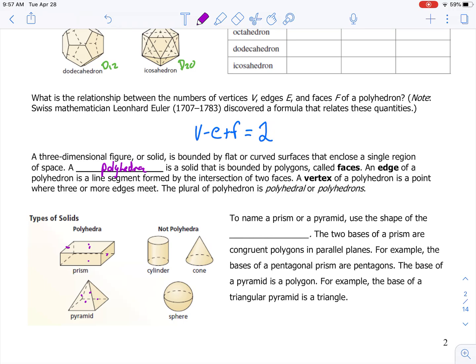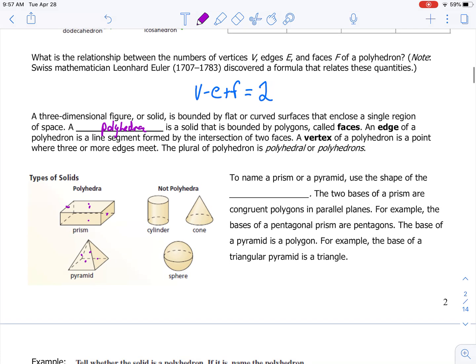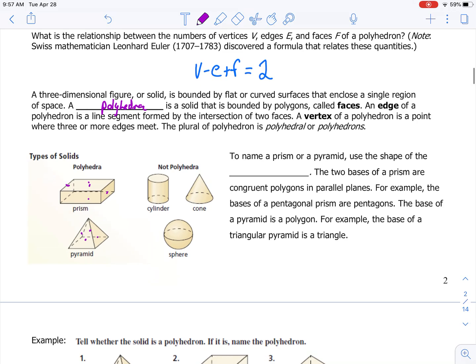And so that is a polyhedron. And then we also can talk about things that are not polyhedra, but are solids, like cylinders, cones, and spheres that have curved edges to them at some point. Now, when you're naming a prism, or a cone, or a cylinder, or a pyramid, you're going to use the shape of the base in order to give it a name.